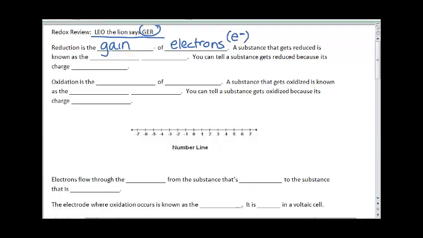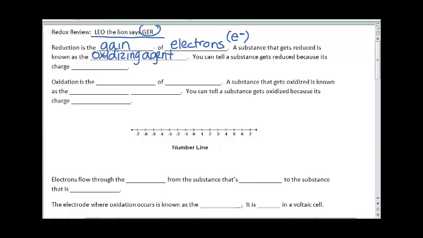A substance that gets reduced, or gains negatives, is also known as the oxidizing agent, right? It's a secret spy name. So if they ask you who the oxidizing agent is, you want the substance that's getting reduced, okay?